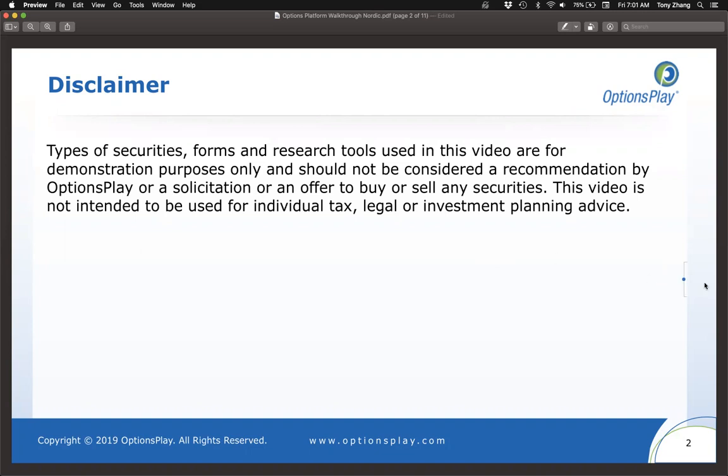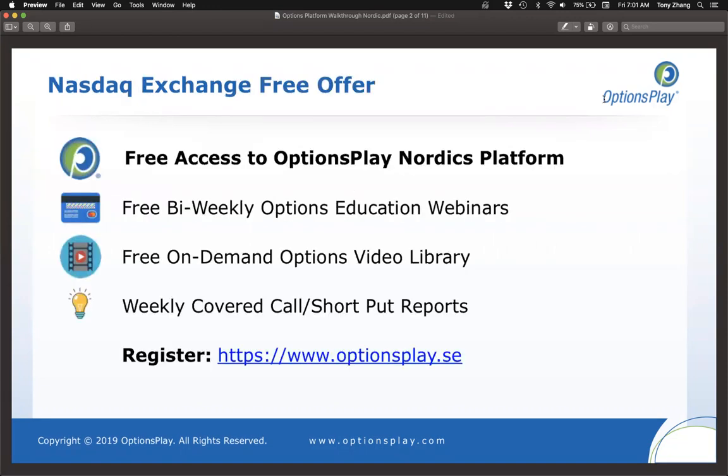So what I want to do is go through a few different slides today first before we jump over to the platform, just to give you an overview of the different tools and resources that NASDAQ and OptionsPlay have built together to help you learn and explore the world of options trading. So at the core of it is access to the OptionsPlay platform.